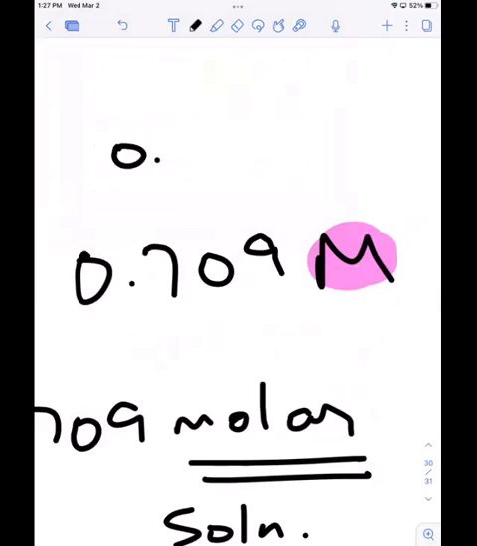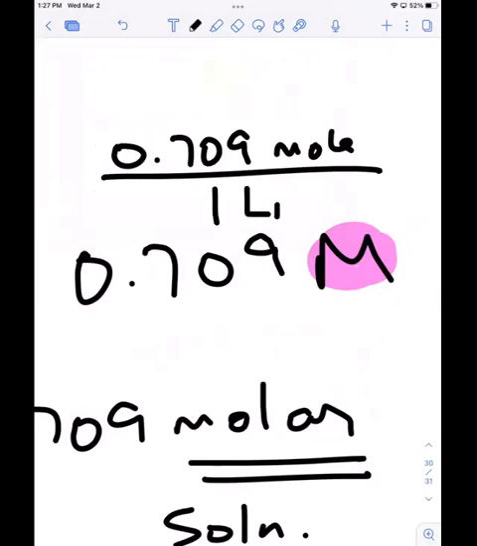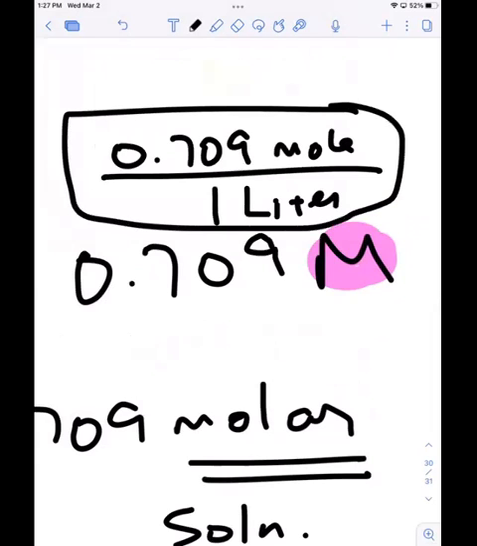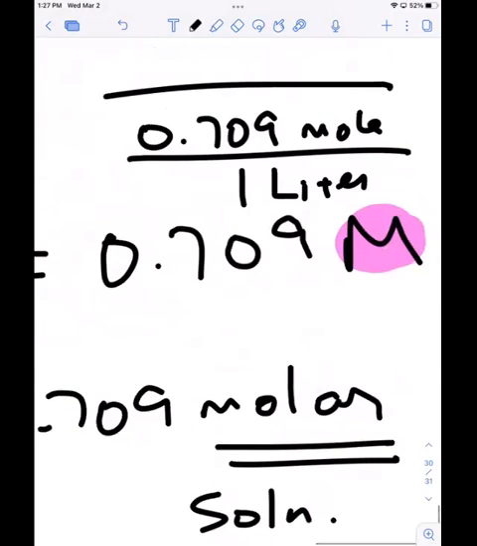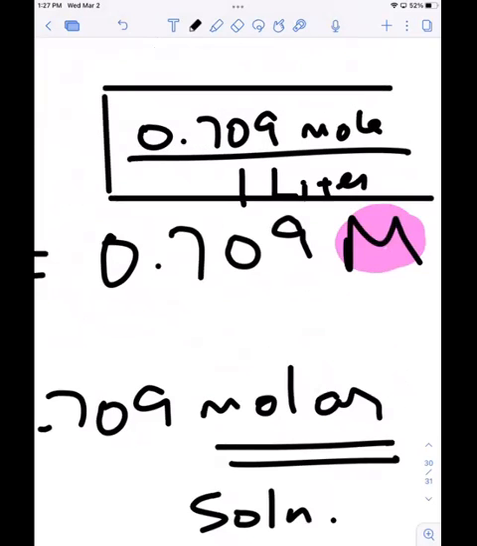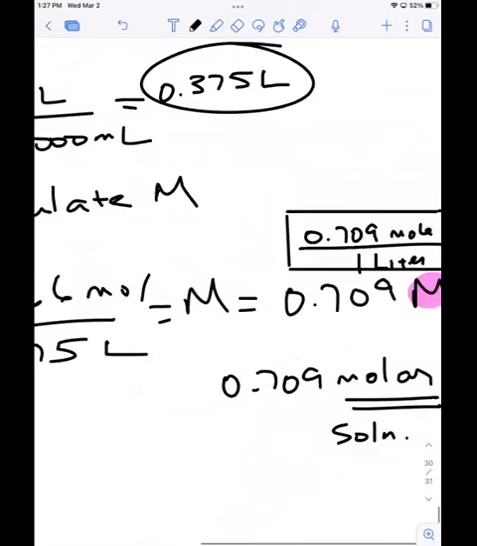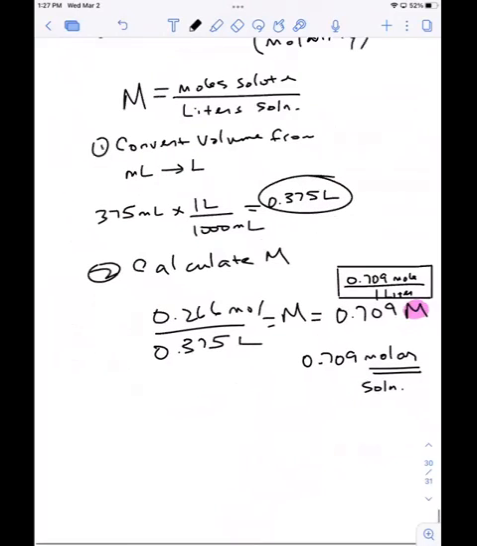This is 0.709 moles per 1 liter. That's what that big M stands for. All right. Well, I can do better than that. Take advantage of this technology since it'll draw a straight line for you. Somewhat straight anyway. All right. So you'll see that referred to as a 0.709 molar solution.